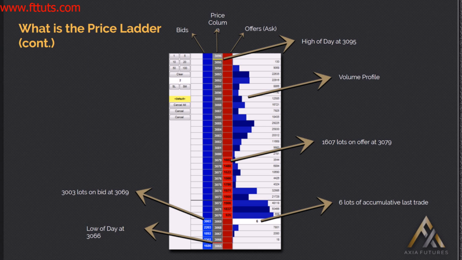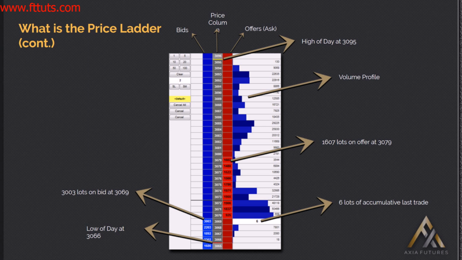Next we have the high of day, and the current high of day is 3095 as per the slide, and that high of day is indicated by the yellow line at the top, where it goes from dark gray to light gray. So that's the high of the day of the market. Next we have the low of day, which is at 3066, and that's indicated by the red line, which separates the gray pricing box area from the light gray price box area.